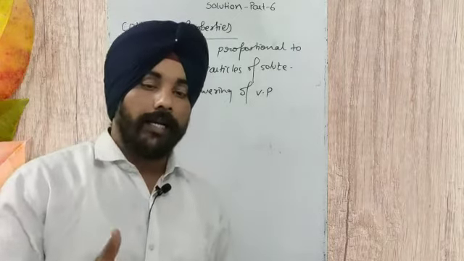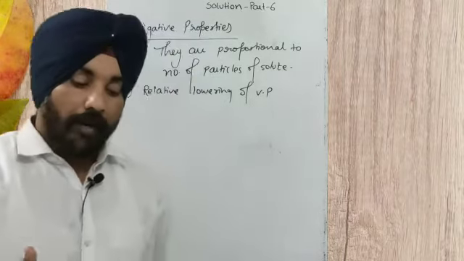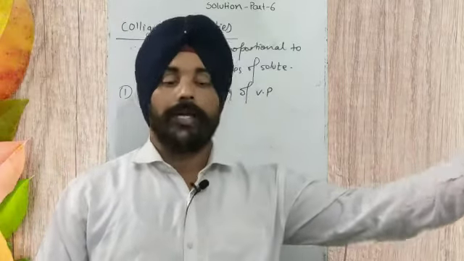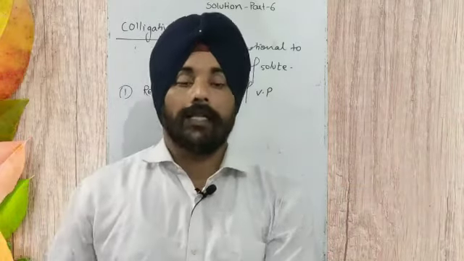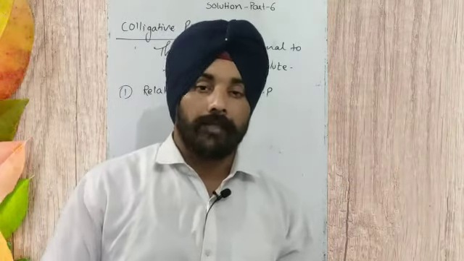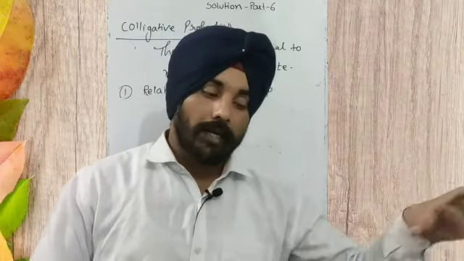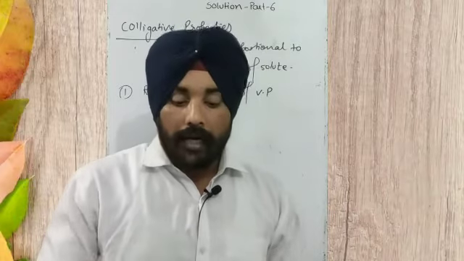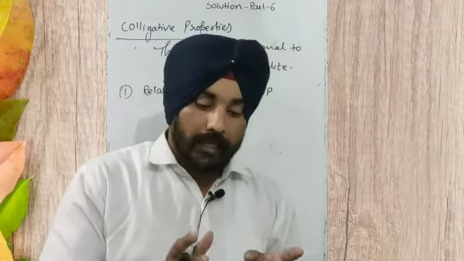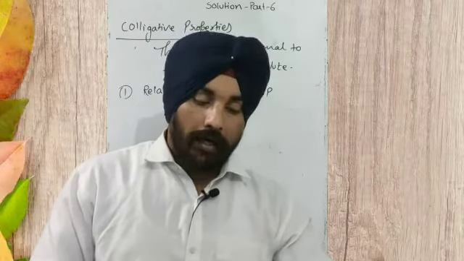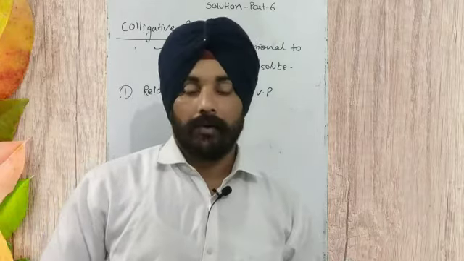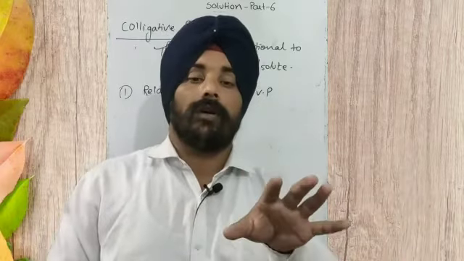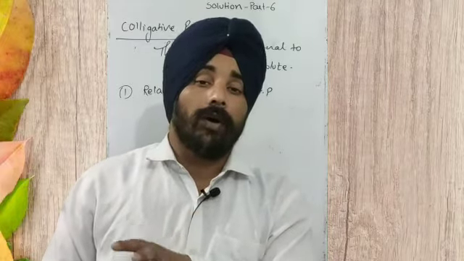Where does the word relative come from? The word relative comes when we divide one quantity by another quantity, when we compare one quantity with another quantity. In the language of mathematics, relative comes when we are comparing one quantity with another. So here we are comparing the decrease in vapor pressure relative to the vapor pressure of the solvent. Decrease in vapor pressure relative to the vapor pressure of solvent is called relative lowering of vapor pressure.